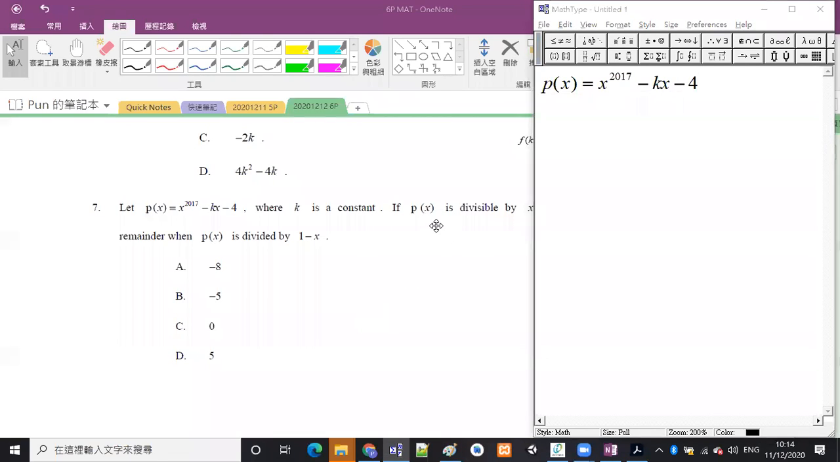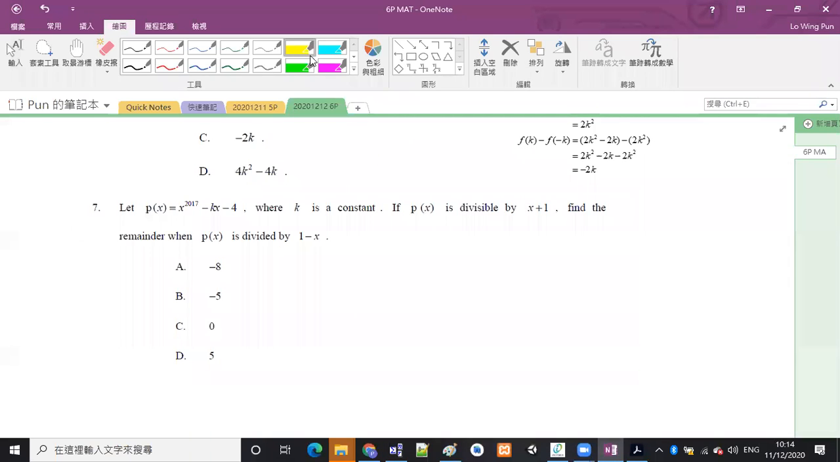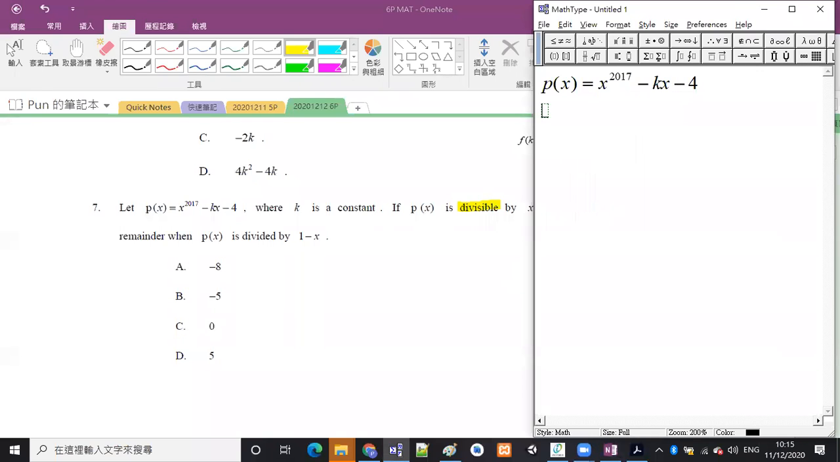And if p(x) is divisible by x minus 1, do you remember this keyword? Divisible by x plus 1. Divisible means remainder is equal to 0.